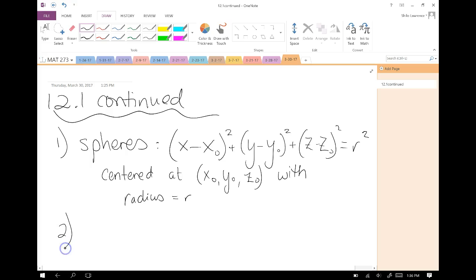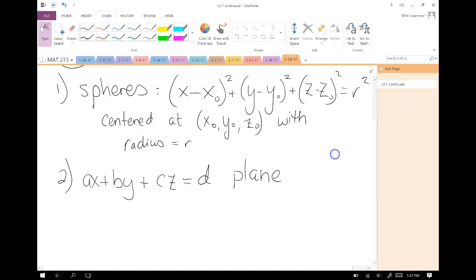And the other surface in space that we know is the plane, which is ax plus by plus cz equals d. That's our general form. And in this format, the one piece that we could pull out is the normal vector ABC. The D doesn't really have any significance right now.